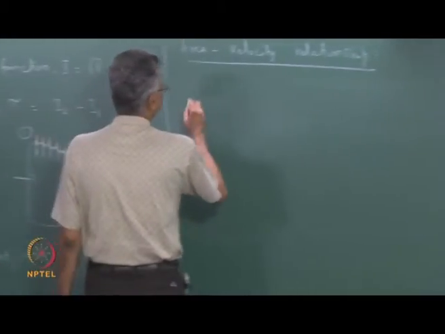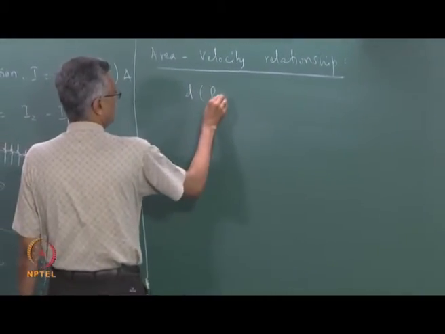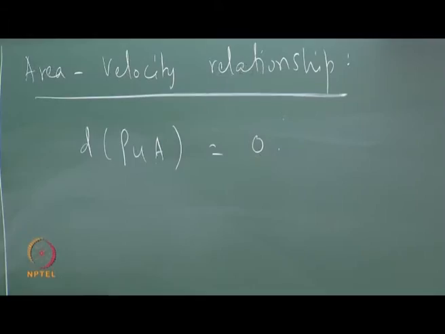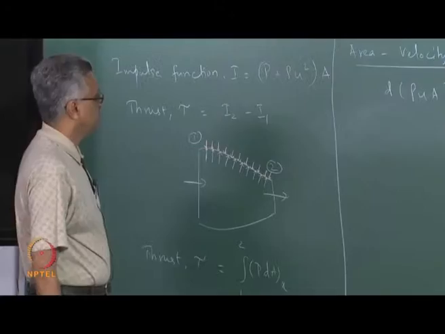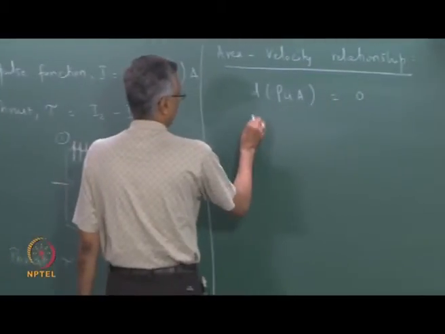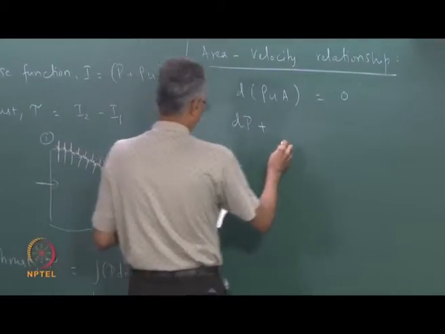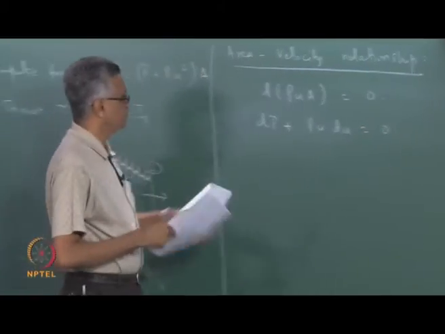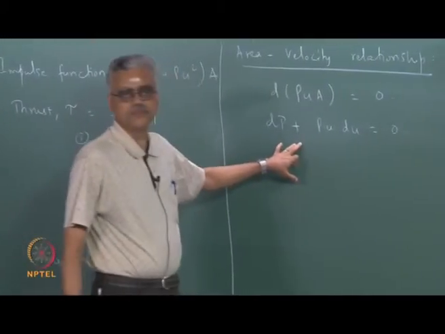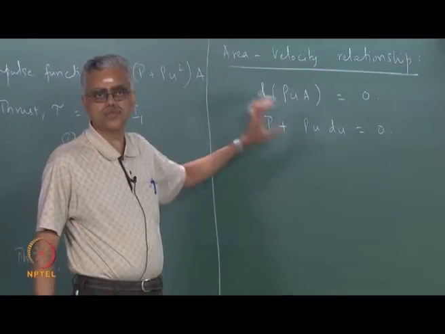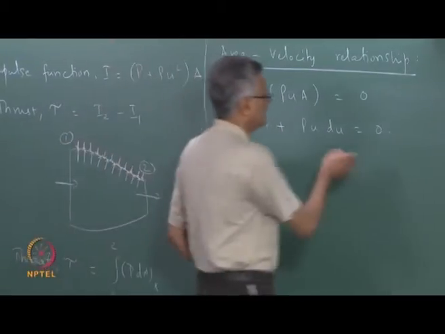So we start with the differential form of the continuity equation, which can be written like this. And the differential form of the momentum equation can also be written like this: dP plus rho u du equal to 0. Notice that the differential form of the momentum equation does not contain a term which is the integral of the pressure force on the walls, because that is a very small quantity.